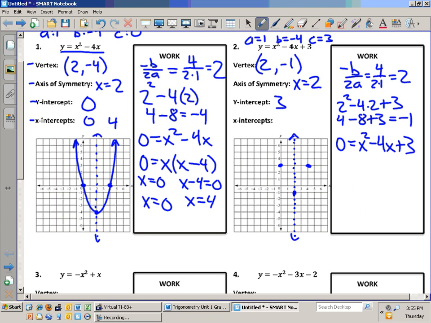0 equals x squared minus 4x plus 3. That's a trinomial. There is no greatest common factor. Factors to x minus 3 times x minus 1. X minus 3 equals 0. X minus 1 equals 0. So x is 3. X is 1.